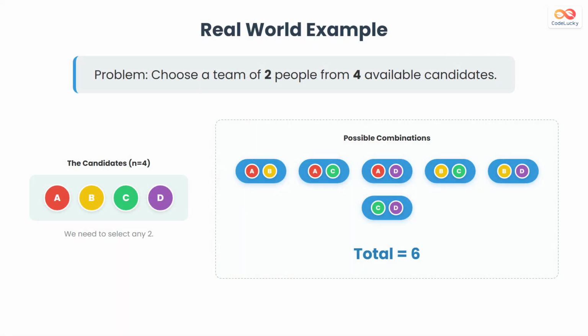Let's try a real-world problem. Imagine you need to choose a team of 2 people from a group of 4 candidates. Person A, Person B, Person C, and Person D. We want to know how many different pairs of people we can form. We can list them out: A and B, A and C, A and D, and so on. Let's see how the math matches up.